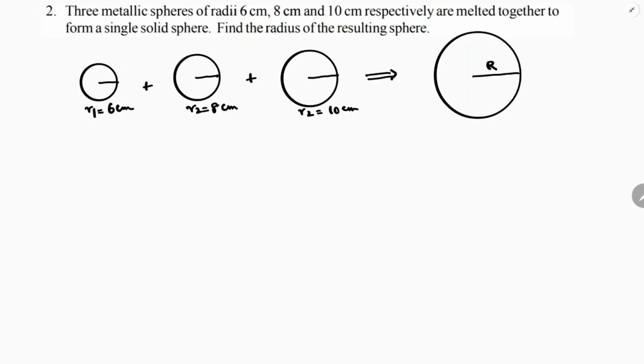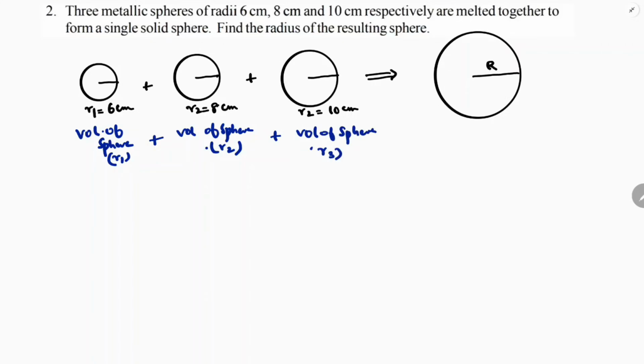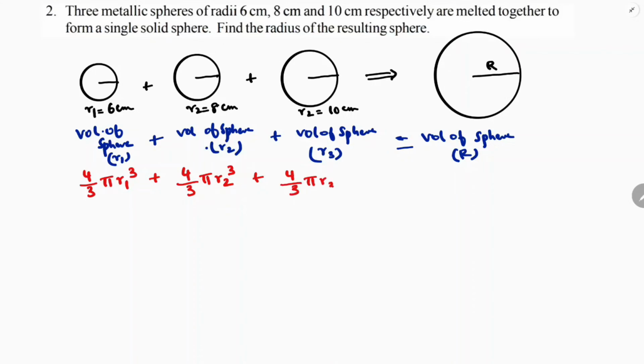So whenever it is melted, volume of sphere with radius R1 plus volume of sphere with radius R2 plus volume of sphere with radius R3 will be equal to volume of sphere with radius R. So now if I write the formulas, 4 by 3 pi r1 cube, 4 by 3 pi r2 cube, 4 by 3 pi r3 cube equals 4 by 3 pi R cube, because volume of sphere is 4 by 3 pi r cube.